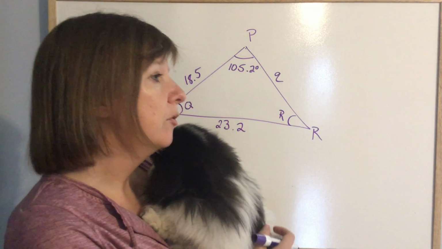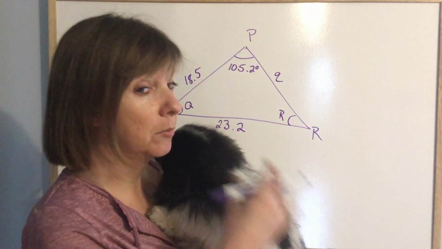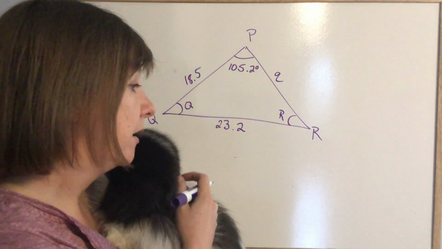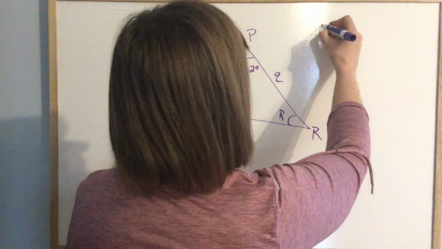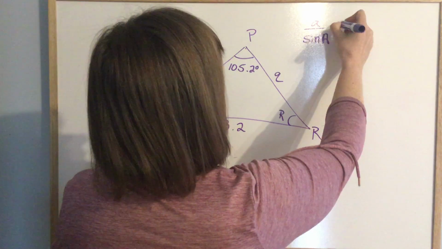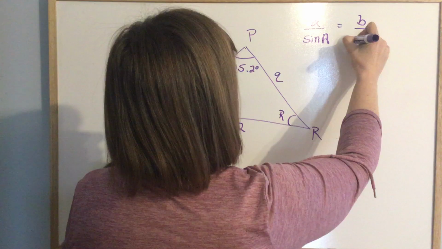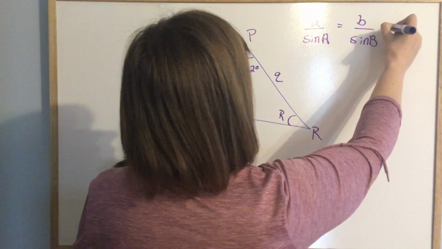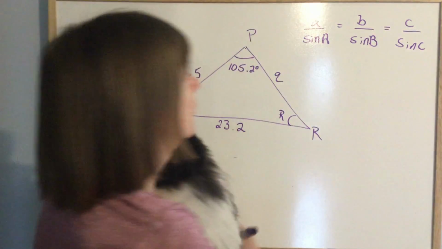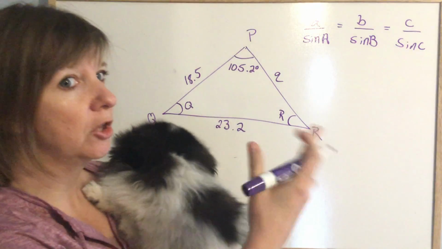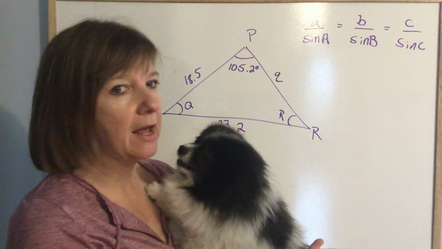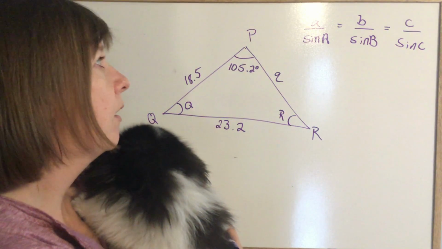So that leaves you with two choices. You either have to use the law of sines or the law of cosines. Law of sines looks like this: A over sine A equals B over sine B equals C over sine C. Now you can replace those with whatever letters, right? Q over sine Q equals X over sine X. It doesn't matter what the letters are.